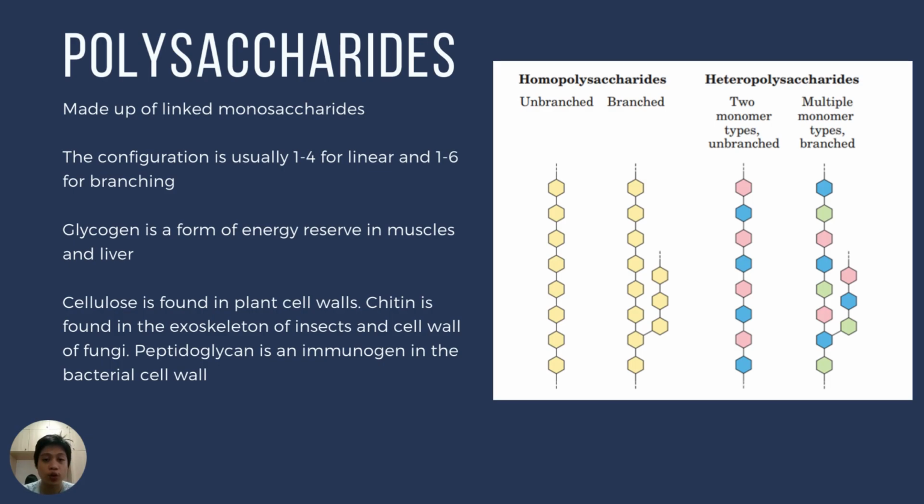Homopolysaccharides are made up of only one type of monosaccharide, and that includes, for example, cellulose, which is only made up of glucose, starch, which is only made up of glucose, and glycogen, which is only made up of glucose. It can be unbranched in the form of amylose, which is a component of starch, or it can be branched, for example, in amylopectin, which is another component of starch, or in glycogen.